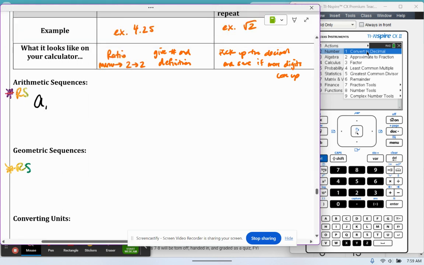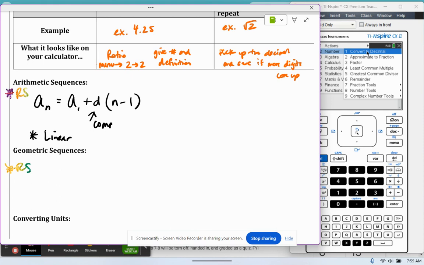It looks like this. A sub n, that means the specific term that you are looking for in the sequence, can be found by substituting in a sub 1, that's the first term in the sequence, plus d, which is the common difference, times the number in the sequence that you are looking for minus 1. Okay? And then you could put a little star. This is just like a linear function.